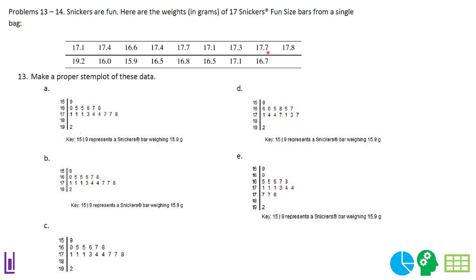Do we have more than one 17.1? Oh, we have 3 of them. So it's not D, and I could cross that one off. So it's either A, B, C, or E. I would just go through and list them in order, and that would make it easier to figure out which stem plot. I'll go ahead and show you how to use Statlet and create the stem plot there.